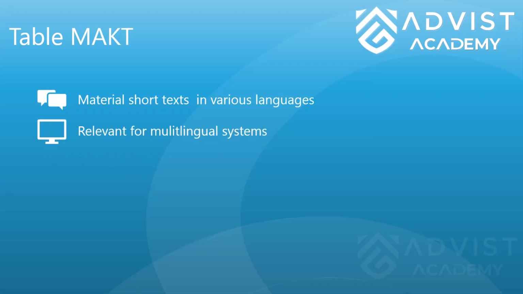The MAKT table stores short descriptions of materials in various languages. Each material can have one or more language-dependent descriptions maintained in this table. This is especially relevant for multilingual systems or reporting scenarios that require language-specific labels.